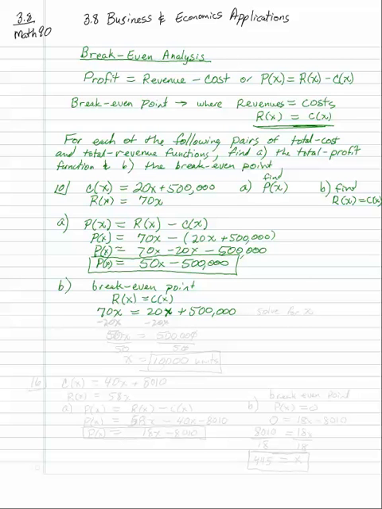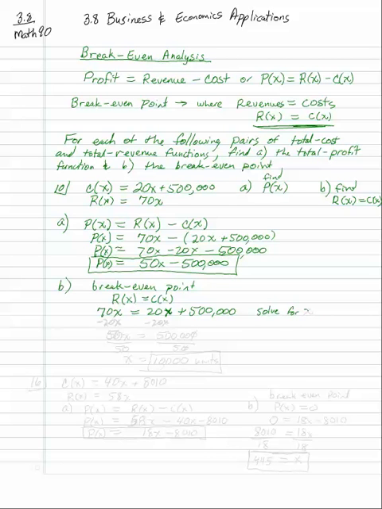The idea is it costs me $20 for each one I produce, plus the 500,000, which would be my fixed costs for things like my rent, insurance, anything that doesn't fluctuate based on how many units I sell or make. Okay, so we want to solve this for X to figure out how many units we need to make and sell to break even.